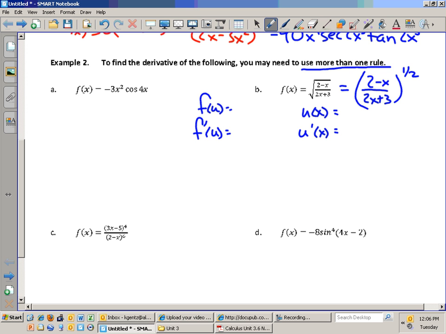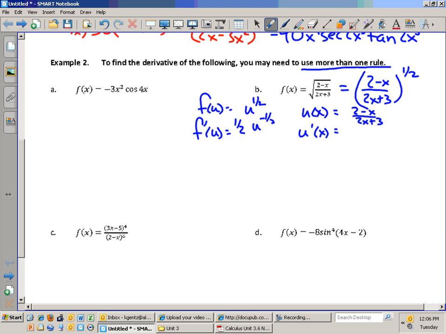If I wrote this in terms of u, this would be u to the what power? So we have u to the 1/2. That was easy. What is u of x? Yeah, 2 minus x over 2x plus 3. That's that. So then f prime of u would be 1/2 u to the negative 1/2. And u prime of x, what would I have to use?